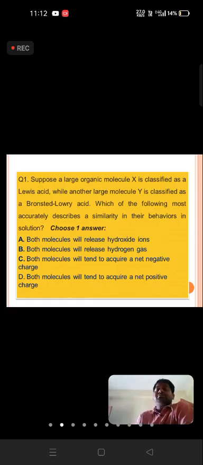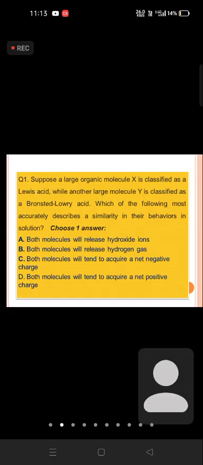Next one, suppose one organic molecule X is a Lewis acid, and another organic molecule Y is considered as a Bronsted-Lowry acid. So which of the following most accurately describes the similarity in their behavior in aqueous solution? So which one is the correct, among A, B, C, D?